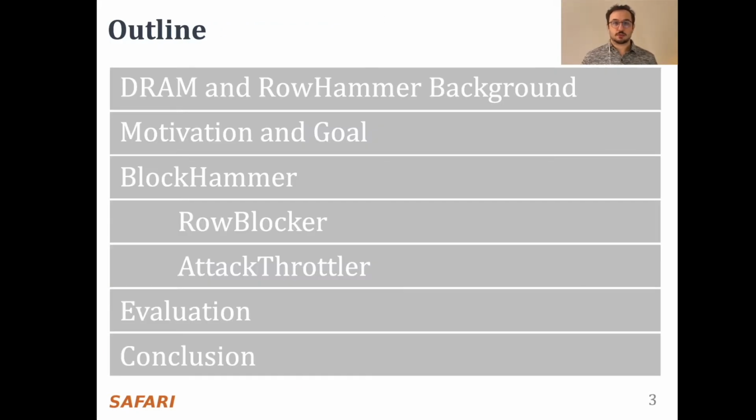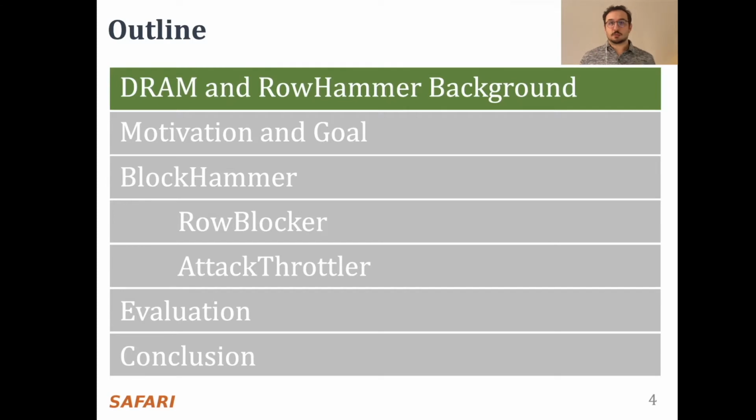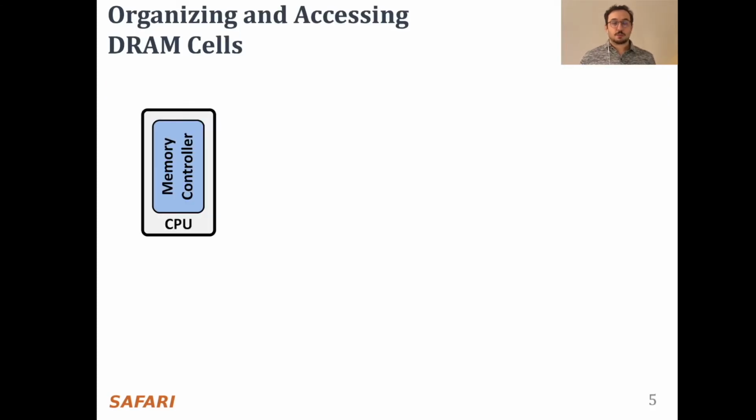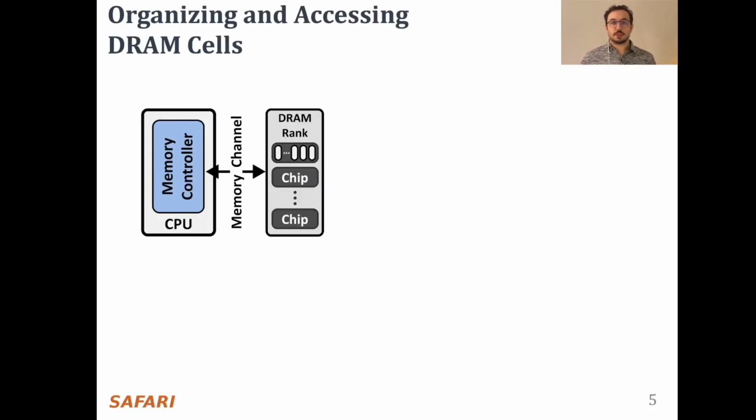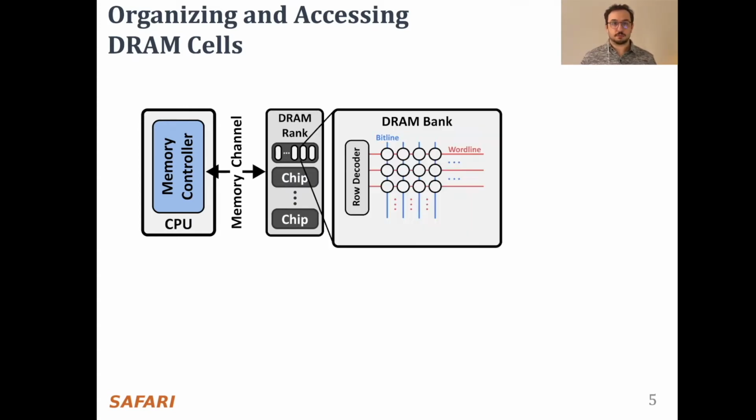This is the outline of the talk today. Let's begin with a brief DRAM background. A processor's memory controller communicates with a set of DRAM chips called a DRAM rank through a memory channel. Each DRAM chip contains multiple banks. DRAM cells are organized as an array within each bank.